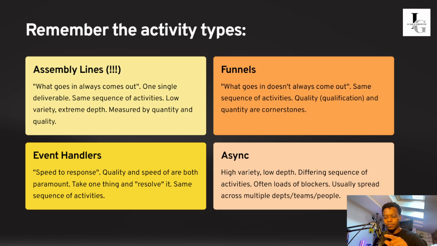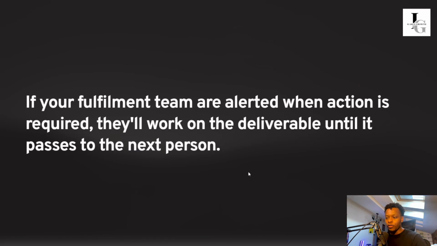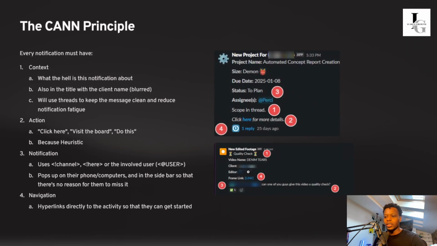These status updates are responsible for making everything move in every system, but the system where it has the most, it's the 80-20 for the entire system as far as autonomy is concerned, is with assembly lines, because what goes in always comes out. Quality and speed are also very, very important things that need to be maintained. And when you have the status updates, you reduce the stopgap between when certain things are meant to happen and when they actually do happen. If your fulfillment team are alerted when action is required, they'll work on the deliverable until it passes to the next person. And these alerts look a certain way.